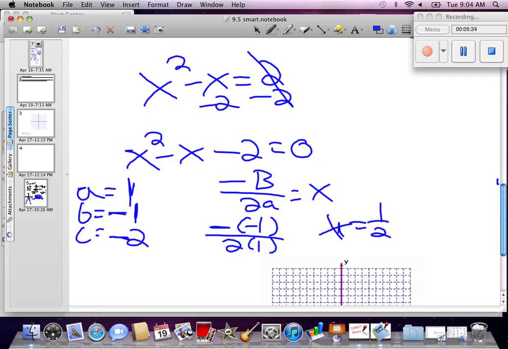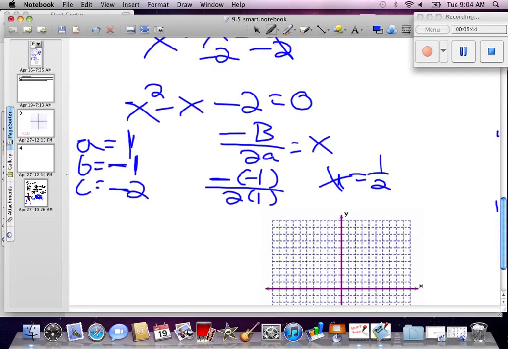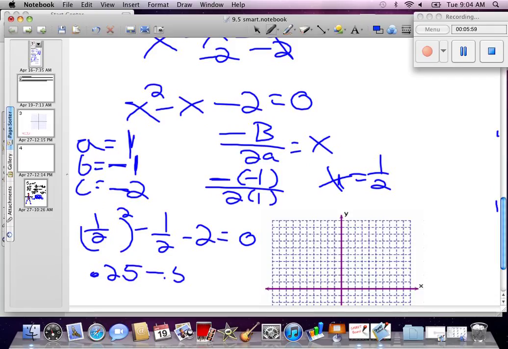Okay? Once I have this, what do I do? Plug it into my original equation, right? So I'm going to get 1/2 squared minus 1/2 minus 2 equals 0. If you want to change these right away to decimals, that's fine. 1/2 squared is 0.25 minus 0.5 minus 2 equals 0.